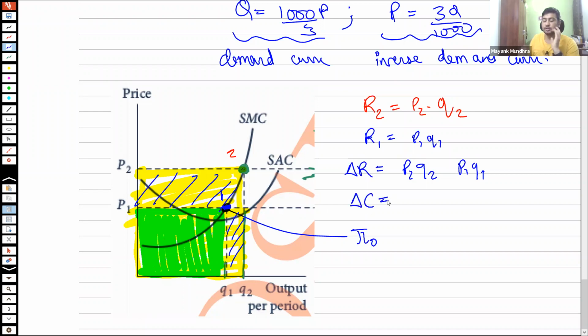Now change in cost. It is producing a higher quantity, so the costs will go up. So this will just be change in variable cost, because fixed cost is fixed. Fixed cost will not change. Now change in variable cost is just the area under the SMC curve. Variable cost is the change in short-run marginal cost. So this is just going to be equal to this much. So this region, this blue region, let me call it, okay, this pink region is the change in cost.